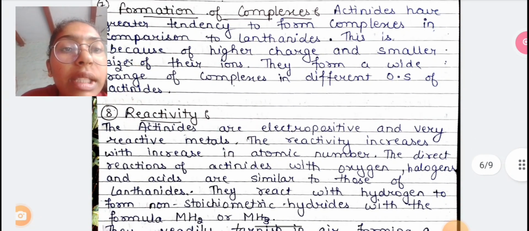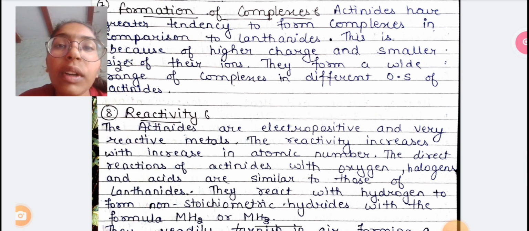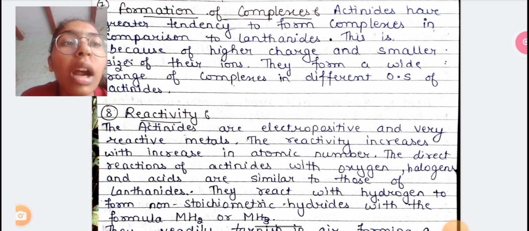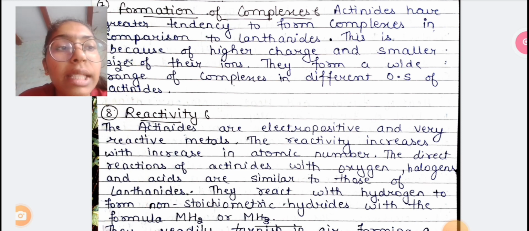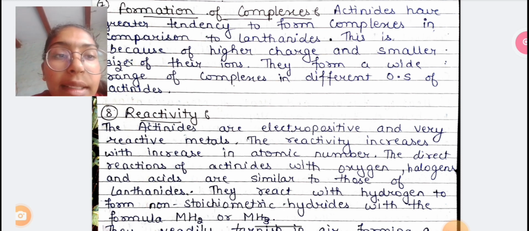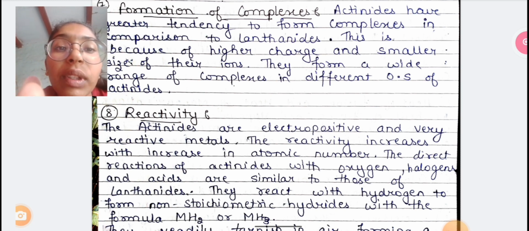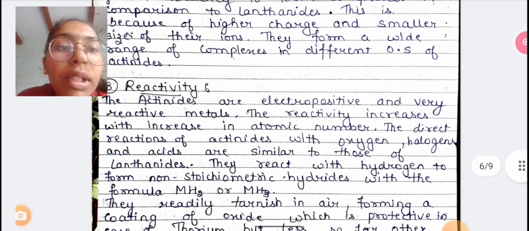Eighth is reactivity. The actinides are electropositive and very reactive metals. The reactivity increases with increase in atomic number. As the atomic number increases, the reactivity keeps increasing. The direct reactions of actinides with oxygen, halogens and acids are similar to the lanthanides. They react with hydrogen to form non-stoichiometric hydrides with the formula MH2 and MH3.